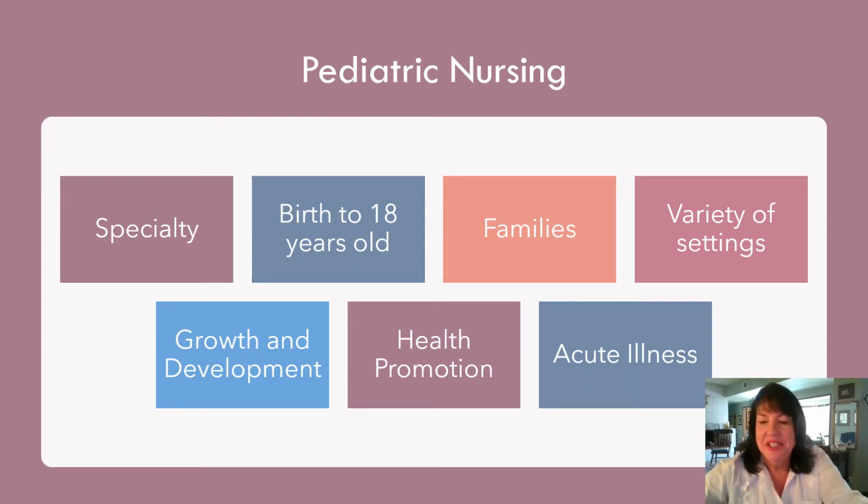Pediatric nursing involves the nursing care of children from birth to 18 years old. It also involves a lot of interaction with families, parents and siblings. Sometimes we may have a broad understanding of what a family is too, of which you'll read about in your textbook. Pediatric nursing takes place in a variety of settings: acute care, doctor's office, clinics, community, home health, and really actually schools. School nurses are very involved with pediatric nursing.